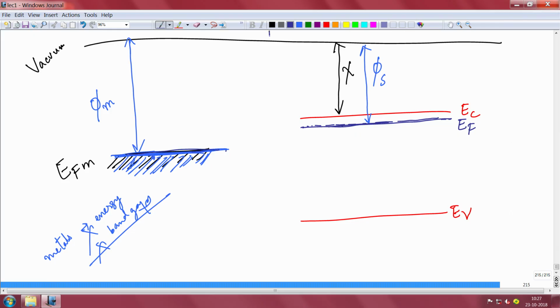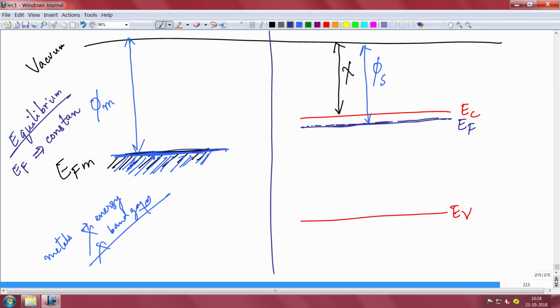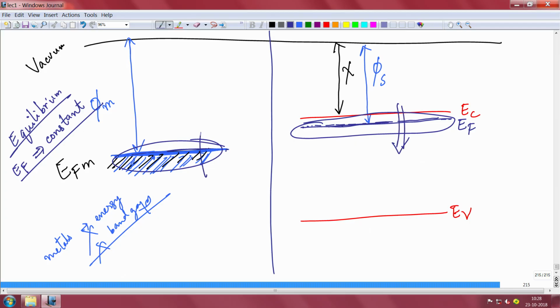Now, suppose you join them. In equilibrium, you remember, there cannot be any current flowing eventually, and the Fermi level has to be constant throughout. So, eventually this metal Fermi level and this semiconductor Fermi level have to become the same level. So, the semiconductor band has to come down slightly, or in other words the metal will slightly go up, so that they will balance.